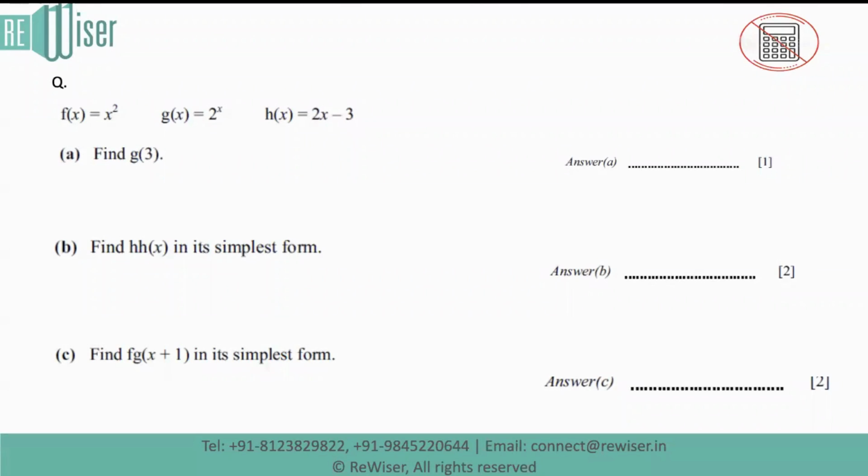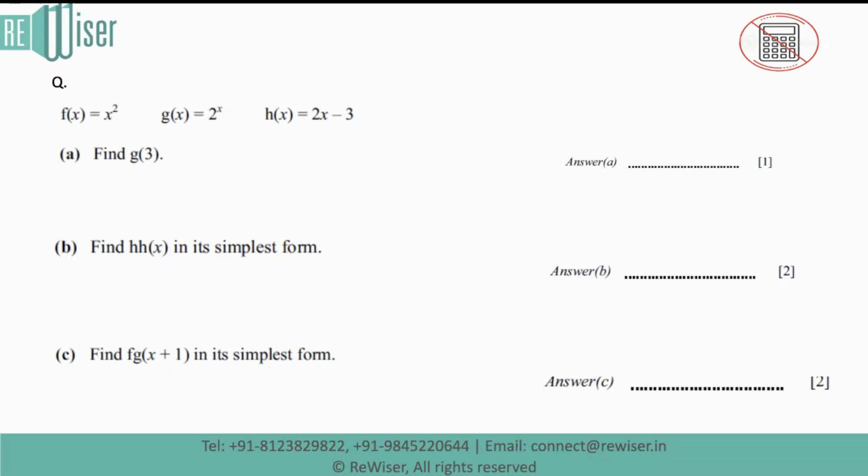Hi. So in front of us, we have a question from the topic functions. And this particular question has three subparts. And in the question, we are given three different types of functions. f of x, which is x square, g of x, which is 2 to the power x, h of x, which is 2x minus 3.